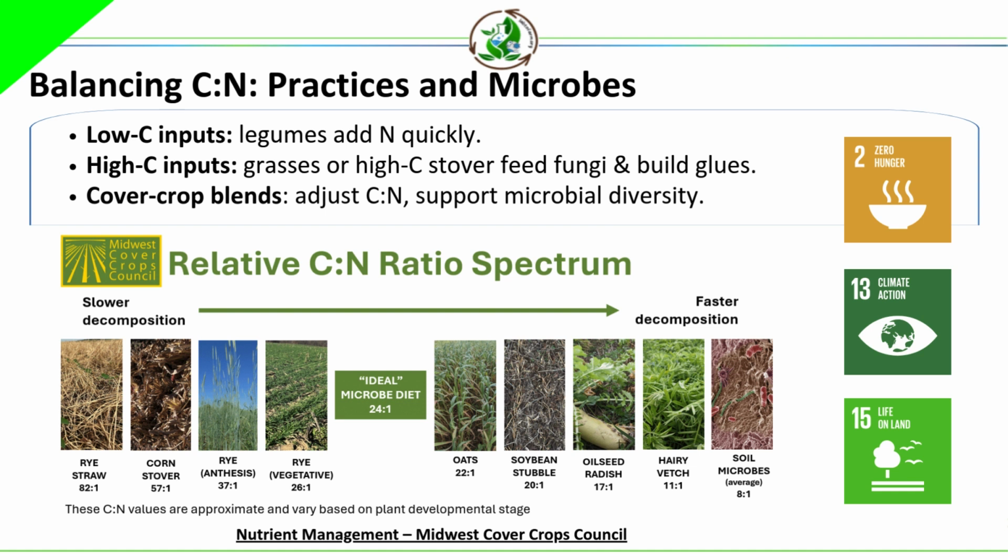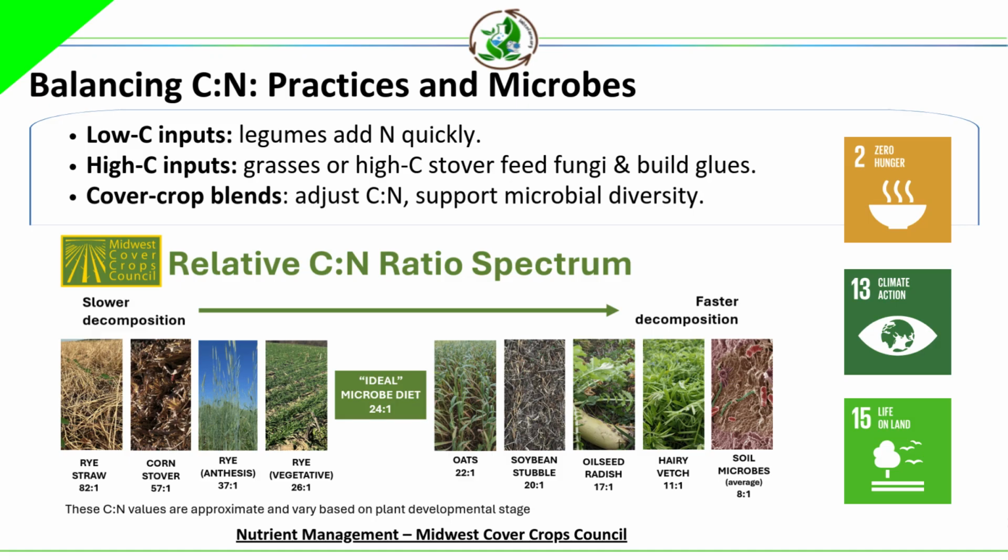Legumes like clover have low C to N, that is, lots of N, so they break down quickly. A fast snack of nutrients for crops. Grasses like rye or corn stalks have high C to N, so they decompose slowly. Fungi thrive on these, gradually building soil structure. The trick is to mix them.